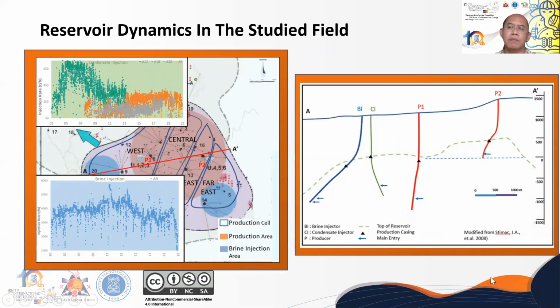Let's now go into the detail of reservoir dynamics in the field study.